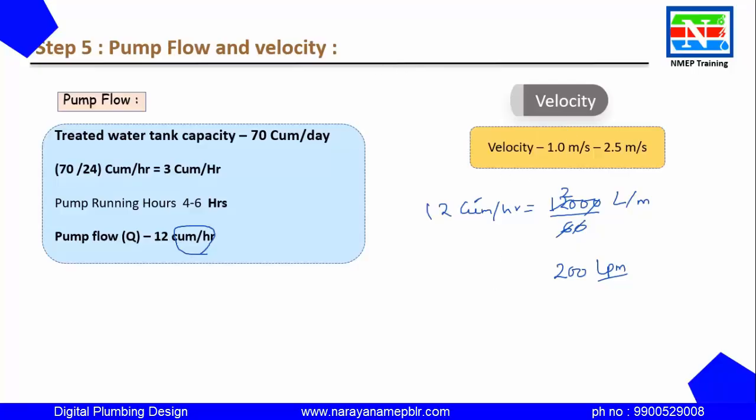Okay. Next, velocity, you will take 1.5 to 2. Generally, this is velocity for the very higher end. If you increase the velocity, what is the impact? Just for example, one person will say I will go with velocity 1.5. Another person will say I'll take 2 meter per second. So what impact will both have?